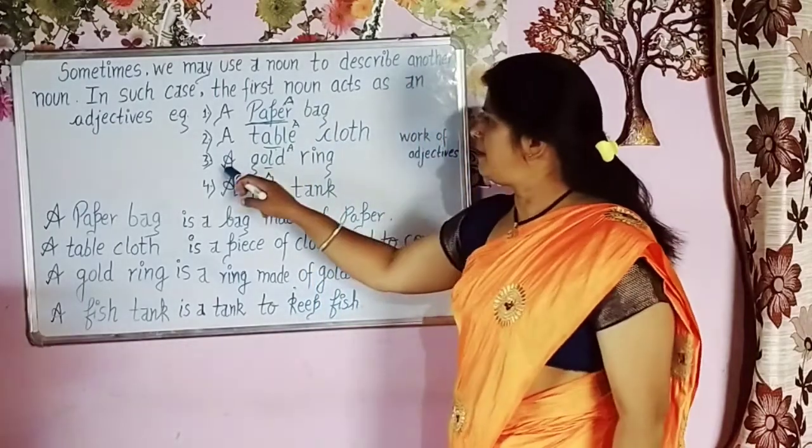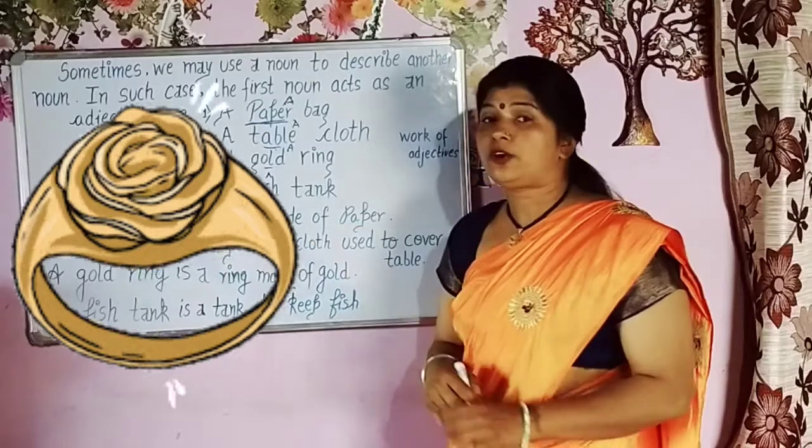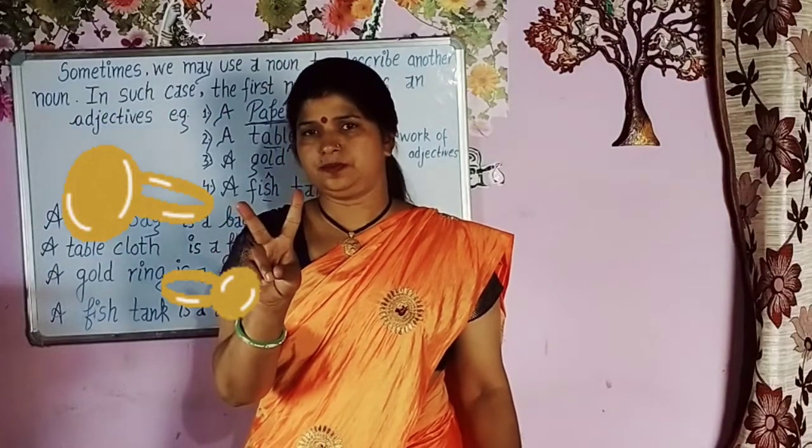Okay. Now coming towards the third one, a gold ring. A gold ring. In this sentence also, you are seeing that again two nouns have been used. Right?